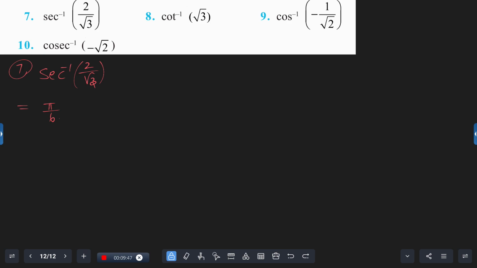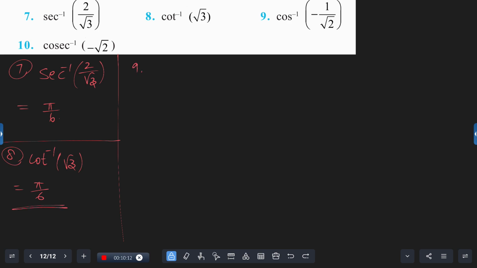Right. Next question, number 8. I can start here. Question number 8: cot inverse root 3. Where will you get root 3 for cot? 30 degrees, so that means pi divided by 6. If you know the trigonometric table very well, you can solve this very easily.